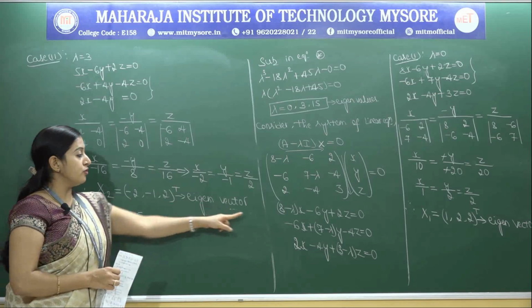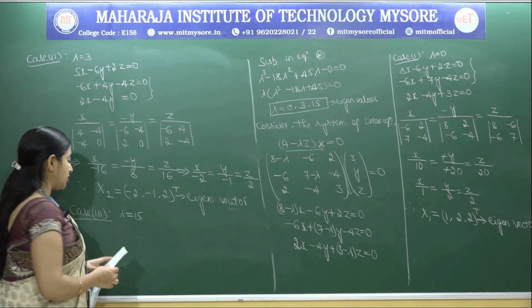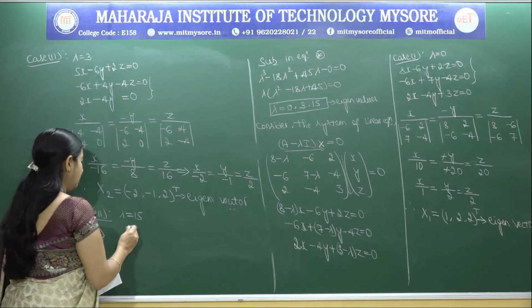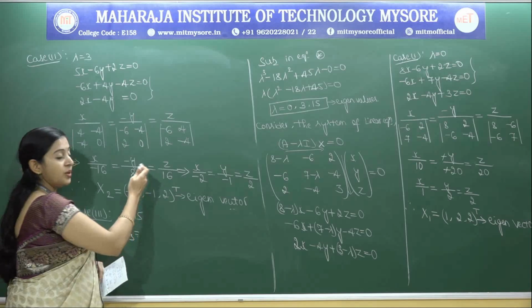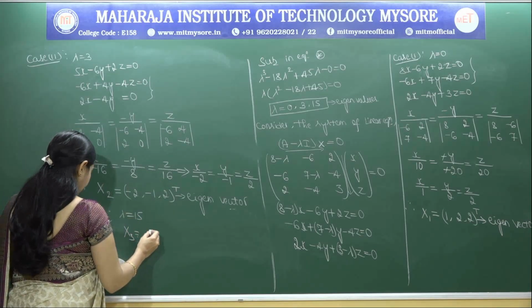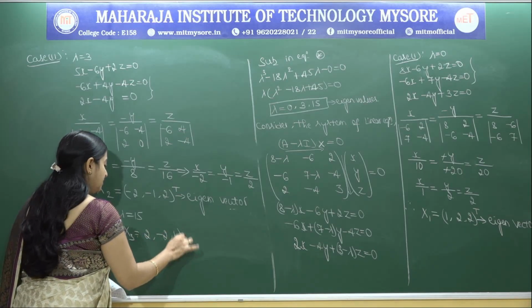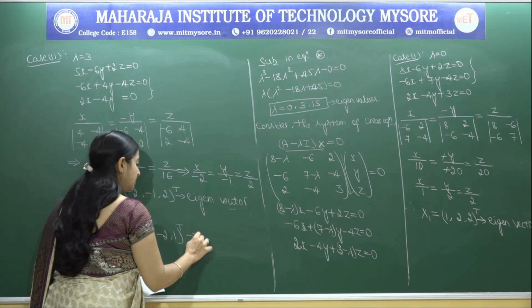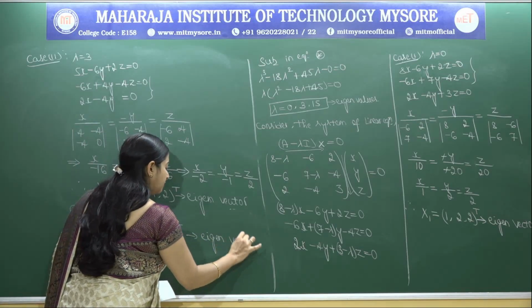So put lambda equal to 15 in this equation. We will consider any of the two equations and solve that. You will get the other eigenvalue similar to case 1 and case 2. You can solve that. You will get the corresponding eigenvector 2, minus 2 and 1, transpose. This is the eigenvector for lambda equals 15.